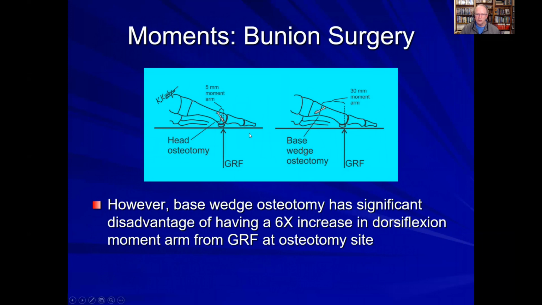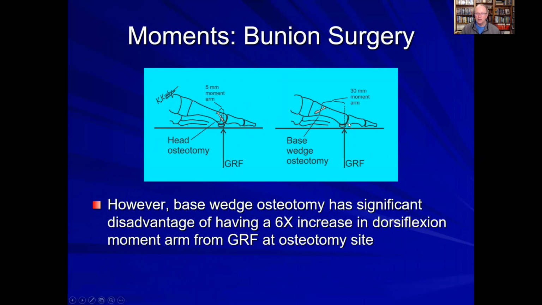When we start getting to the fixation that is used for these two osteotomies, let's say we use a screw to fixate a head osteotomy. Here is a modified Reverdin procedure osteotomy versus a base wedge osteotomy. We can see that the 5 millimeter moment arm from the ground reaction force vector to the osteotomy is fairly short in this head osteotomy procedure. But in the base wedge osteotomy procedure, the longer moment arm from ground reaction force of 30 millimeters to the osteotomy, in other words, 6 times the length, is going to increase the moment acting across that osteotomy by 6-fold.